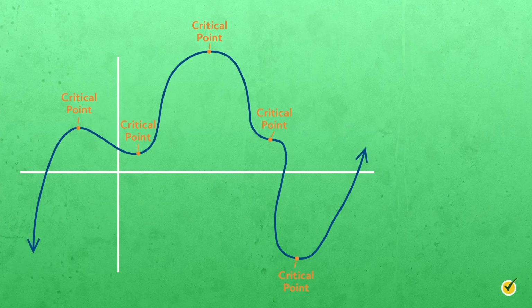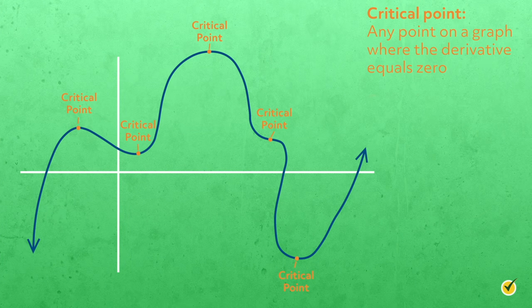First, let's review the definitions of a few terms that will be important to this test. The first thing we need to remember is what a critical point is. A critical point is any point on the graph where the derivative equals 0. This graph labels each critical point of this function.